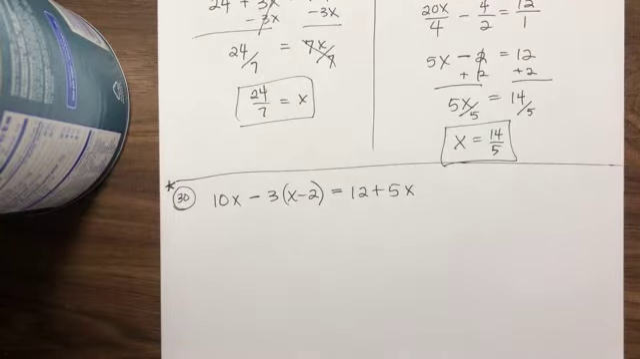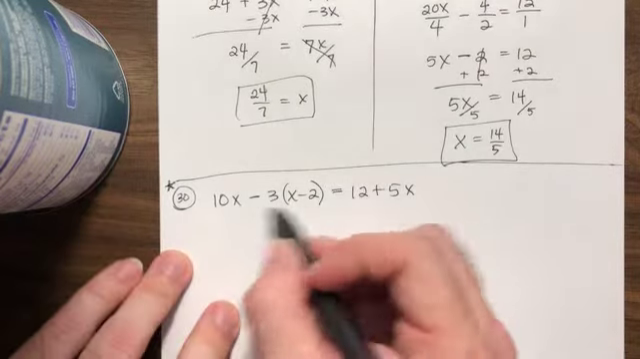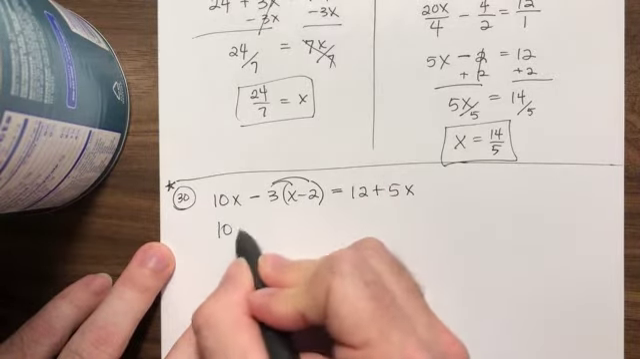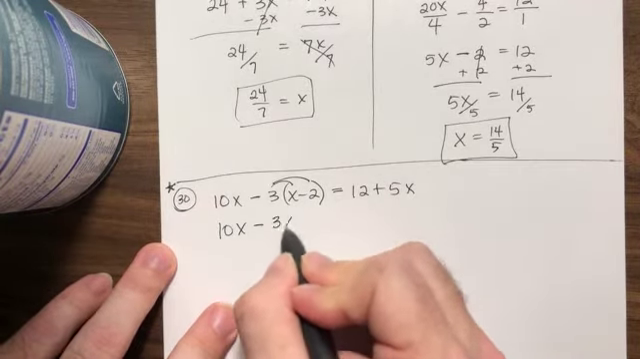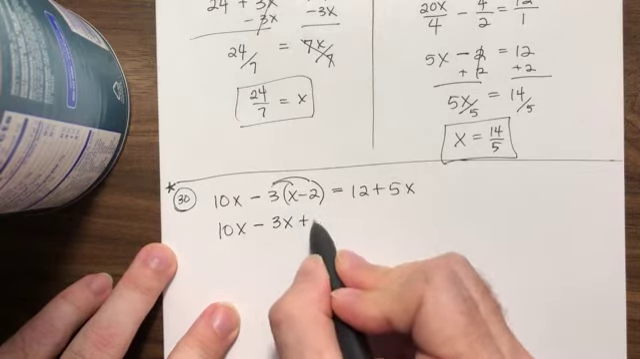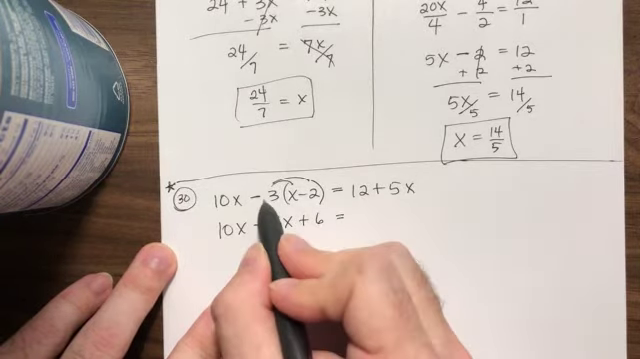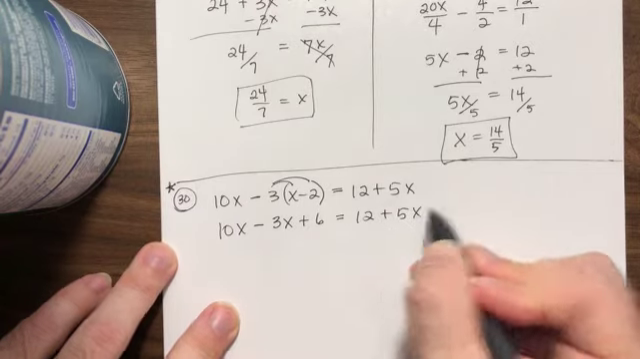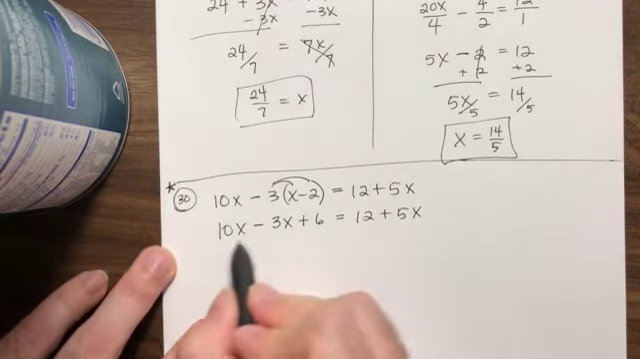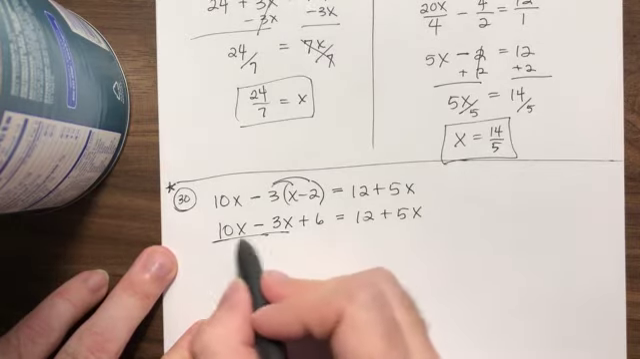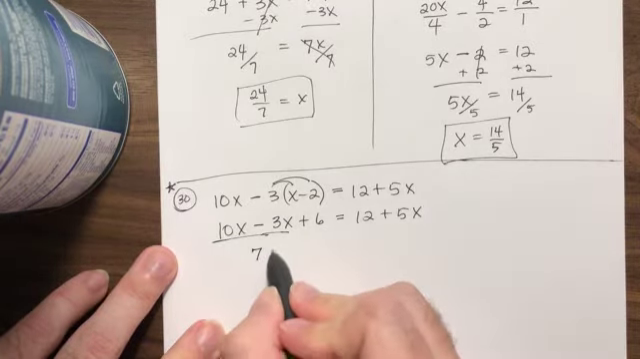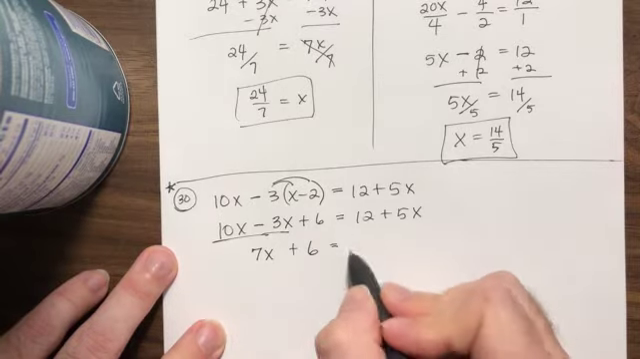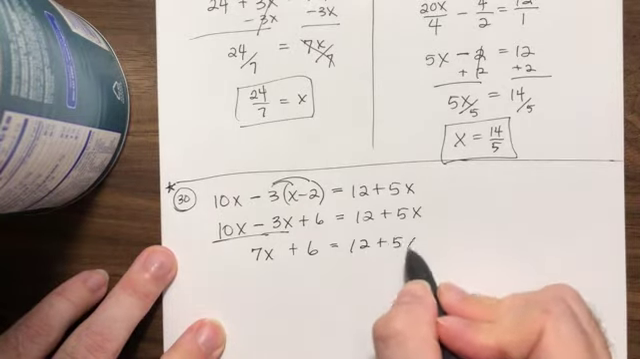So 10x minus 3 parentheses x minus 2, all of that junk we need to distribute first. Bring down the 10x just like he is, and that becomes minus 3x, and that becomes positive 6. Negative times negative is a positive, right? On the right, there's nothing to do. And then it's got some like terms on the left, so I'm going to go ahead and subtract those. They're different signs. Larger number is positive, so I get positive 7x. That's equal to 12 plus 5x.